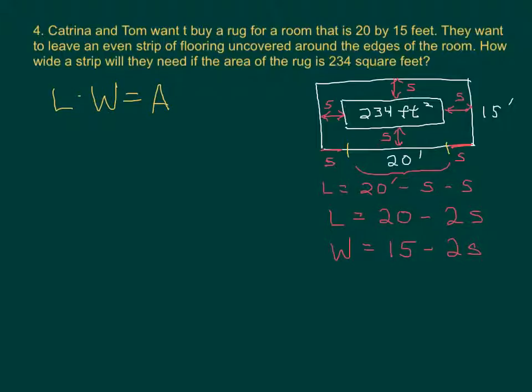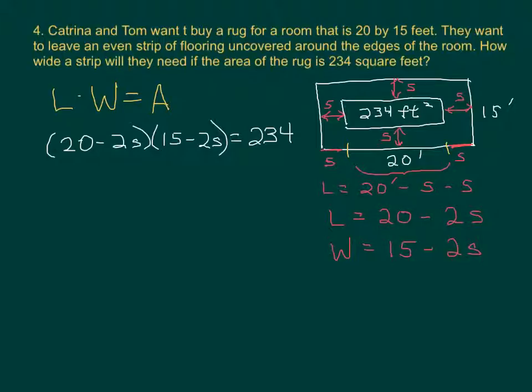And since we know the area of the rug, we can substitute for the length, it's 20 minus 2S. That is what we saw the length to be. And the width is 15 minus 2S, the width of the rug, just as we got over here. And all of that is going to equal the area of the rug, which we are told is 234 square feet. That is how you set up the problem. And now you have to solve the problem.